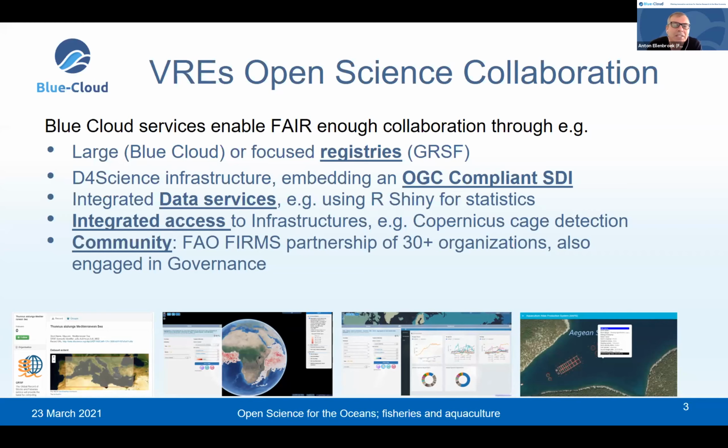Then we have integrated data services where we use, for instance, our Shiny for statistic applications. That is the third little image on the bottom where you see FAO statistics in the little graphs, and integrated access to infrastructures, for instance, Copernicus data for cage detection, a small image on the bottom right. But most of all, we see this as a tool to enable community collaboration where the FAO FIRMS partnership with 30+ organizations also is engaged in the governance of the VRE task that we are engaged in.